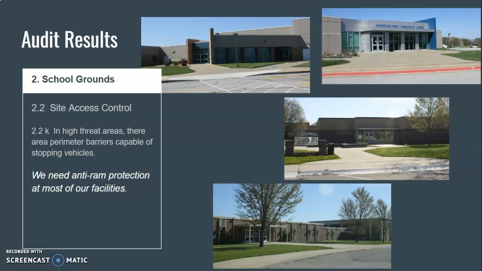Okay, so now let's get into the audit. So this is just some of the things that when I did my audit that I checked that we need to improve on. School grounds, high threat areas. There are perimeter barriers capable of stopping vehicles. We do not have any of those anti-ram protection devices. These are kind of the front of our buildings, and as you can see, you're pretty much wide open. We do have a few posts and stuff kind of around, but if someone really wanted to damage it, that could happen real easy.